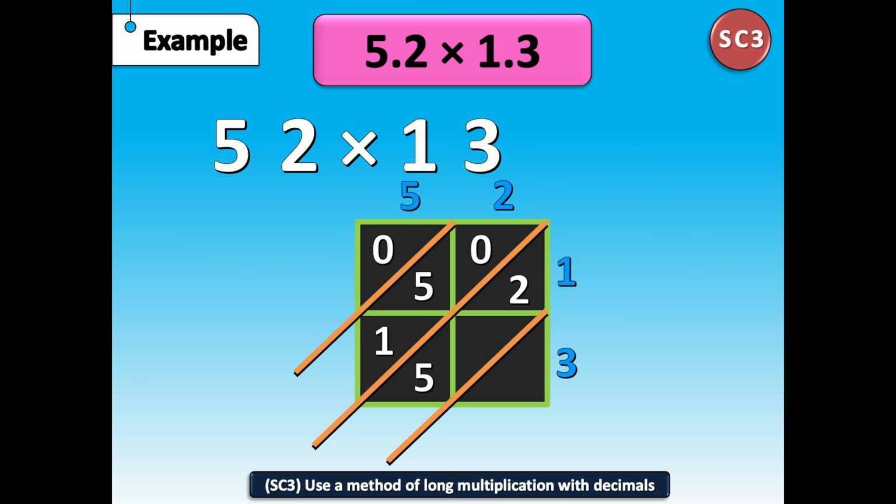5 times 3 is 15. And 2 times 3 is 6. I then add up the diagonals. So there's 6. 2 plus 0 plus 5 is 7. 0 plus 5 plus 1 is 6. And then 0 is just on its own there. So 52 times 13 is 676.